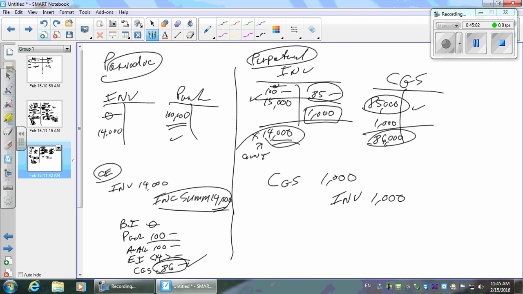What do I mean by immaterial? It will not make any difference to a rational decision maker, a rational person using the financial statement. They'll think the $1,000 just doesn't matter. Okay? Small enough that it won't change their decisions.